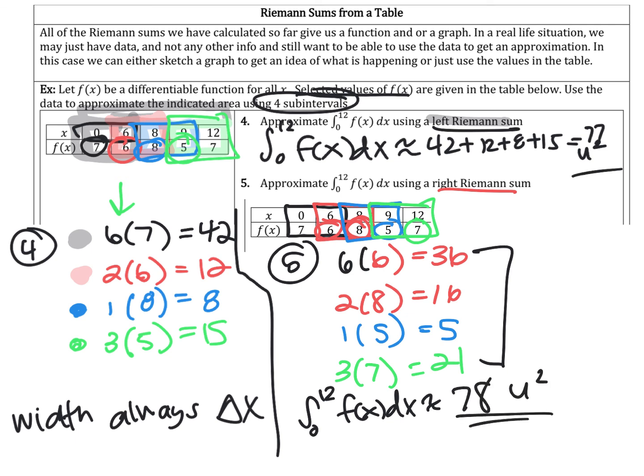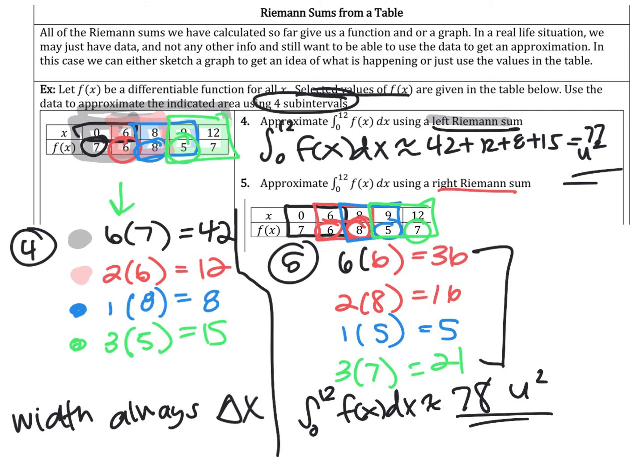Something kind of interesting to notice, these approximations are pretty close together, which is interesting. We could do this using midpoint Riemann sums as well. That would be a little harder with this particular data set, so we're not going to walk through one like that, but we will definitely walk through one like that on a different day.